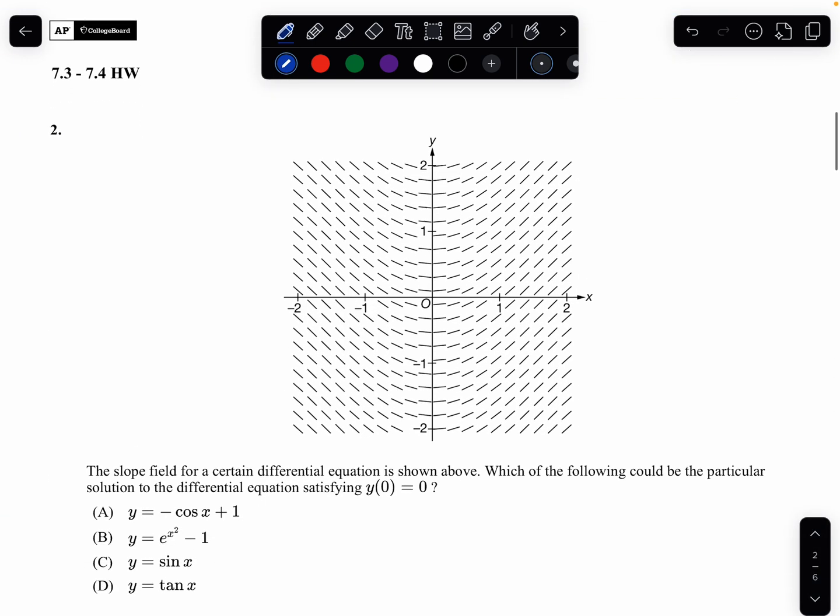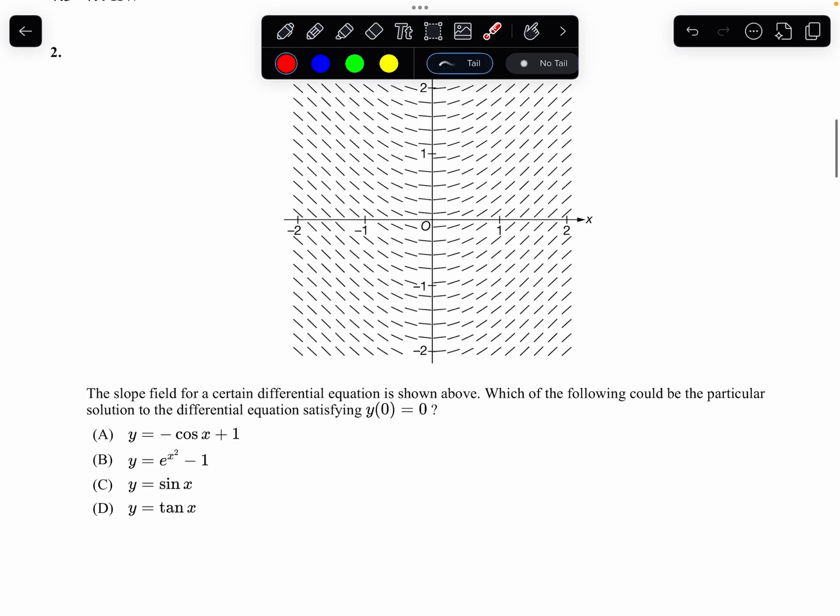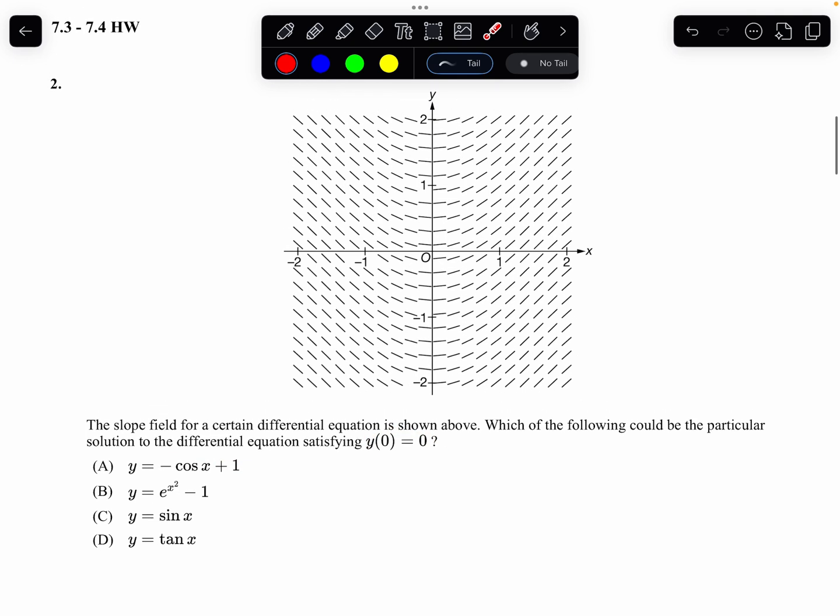Okay. Let's try 2. The slope field of a certain differential equation is shown above. Which of the following could be the particular solution to the differential equation of 0, 0? So 0, 0 right here, it looks to me, just following the flow that's going through there, might look something like that so far. Okay.